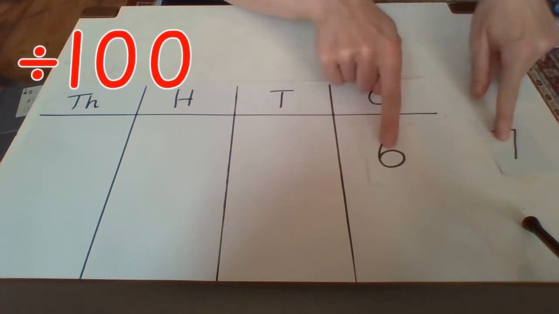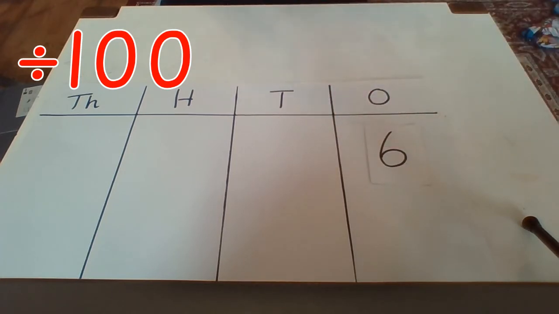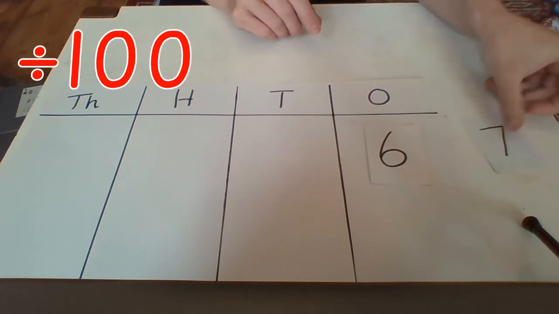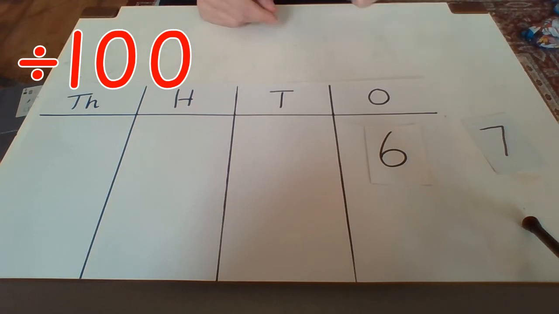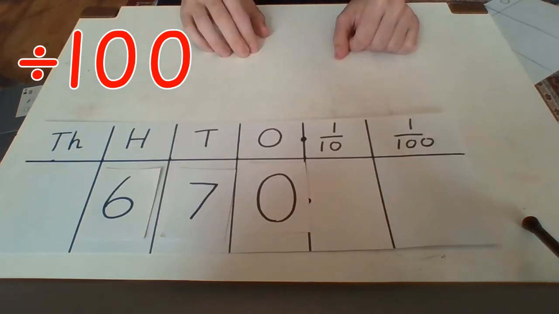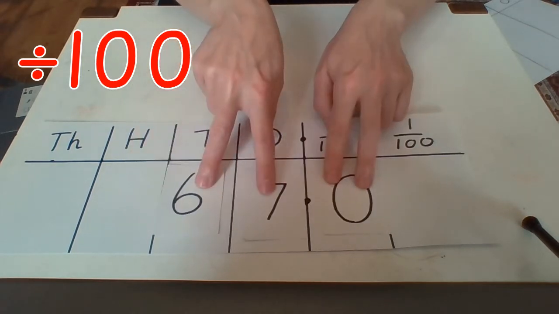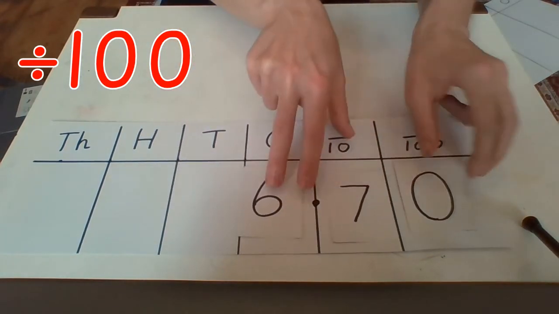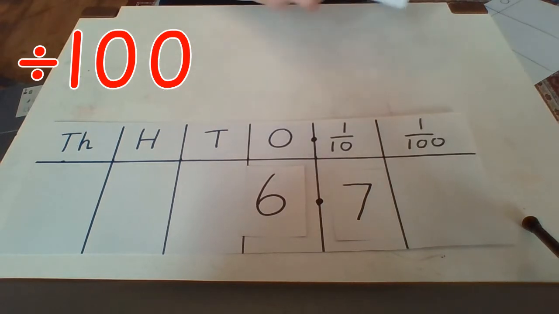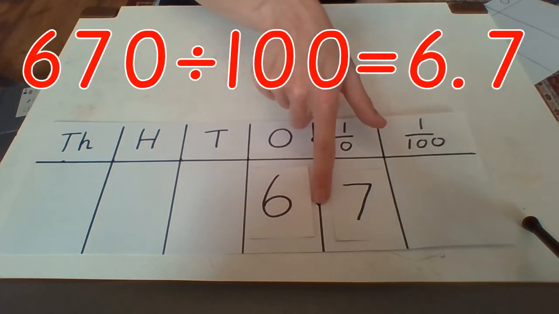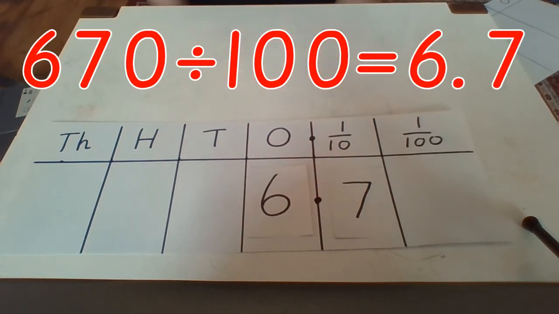And another jump, and my problem is that my 7 has fallen off the edge of the chart, so I don't know what the place value of that is. So I'm going to get my other chart. So you can see now that 670, when I make my 2 jumps, 1, 2, I can get rid of the 0 because it's less than 1. The answer is 6.7, or 6 7/10.